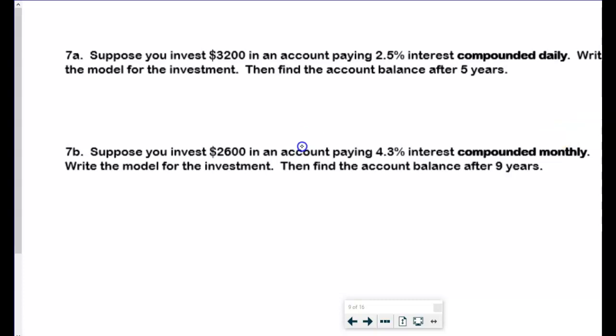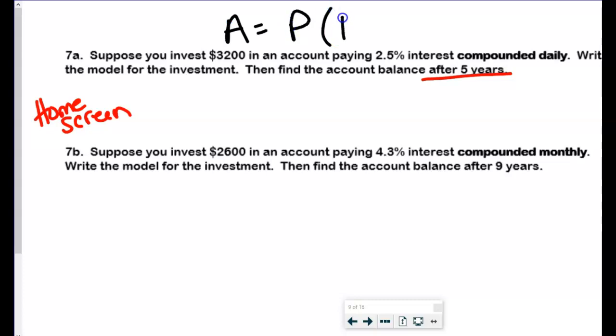All right, number 7A. They want to know the account balance after 5 years. They give you time, which means we're going to be on our home screen. They're going to give you a formula. Let's see. I think it looks like this. Principal times 1 plus, because it's compounded, it's the r over n formula, and then to the nt power up top. Again, it's given to you. You don't have to do anything there.